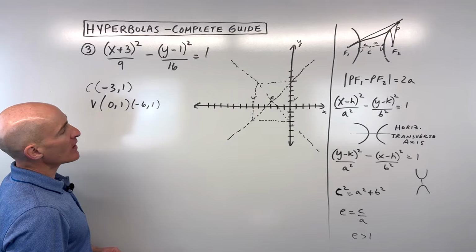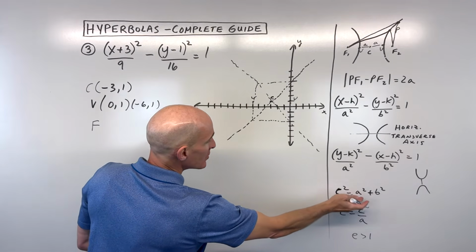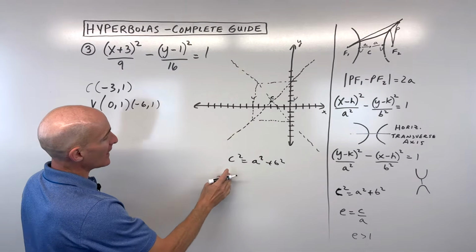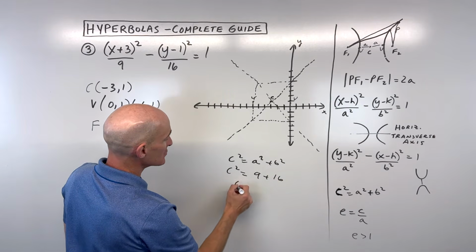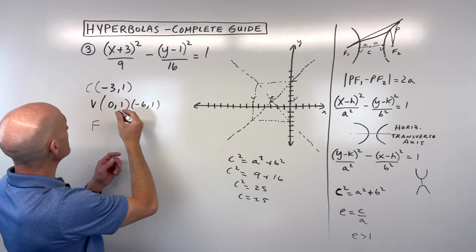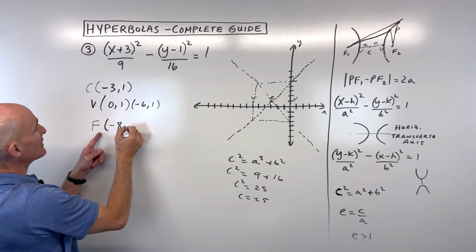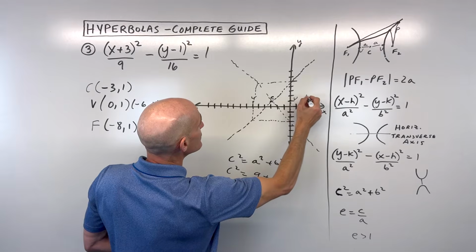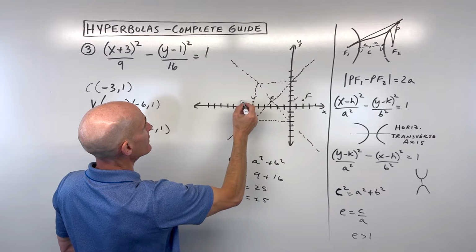Before we write the equations of the asymptotes, let's find the foci. For the foci, remember we use this formula, c squared equals a squared plus b squared. c is the distance from the center to the foci, which we don't know, but we know that a squared is 9 and b squared is 16, so c squared equals 25, which means that c equals plus or minus 5. So from the center, I'm going to be going left and right 5. That's going to be -3 minus 5, which is -8, 1, and -3 plus 5, which is 2, 1. So right here is our focus, and -8, 1, 2, 3, 4, 5, 6, 7, 8, 1. There's our other focus.